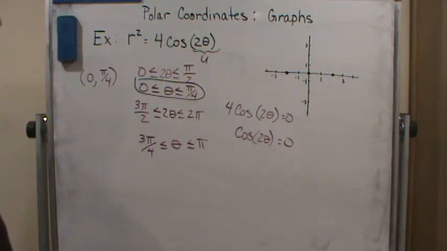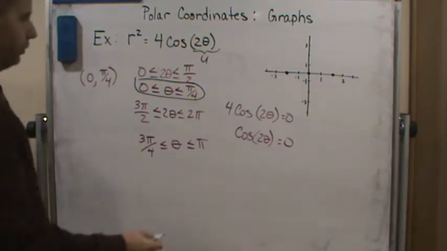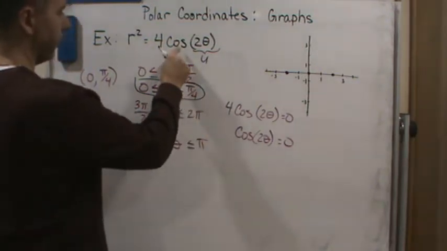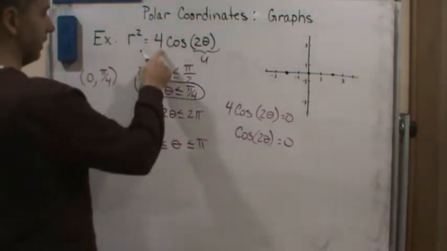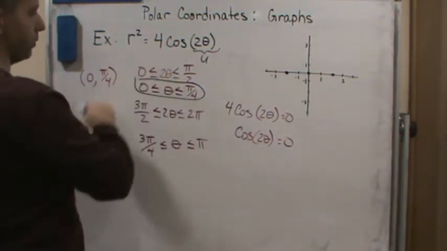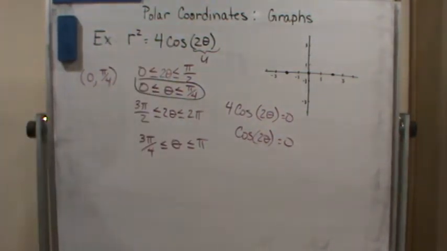Okay. Now, what about the maximum value? Where does the maximum value occur? Well, the maximum value occurs when cosine of 2 theta is equal to 1, because then this will be 4, and r squared will give us plus or minus 2.